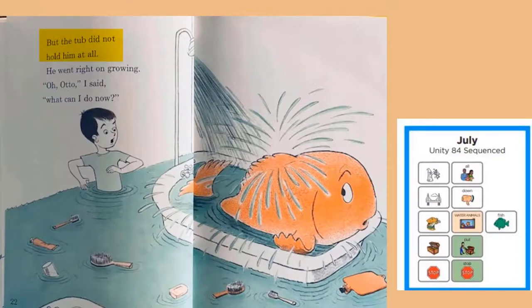But the tub did not hold him at all. He went right on growing. "Oh, Otto," I said, "what can I do now?"